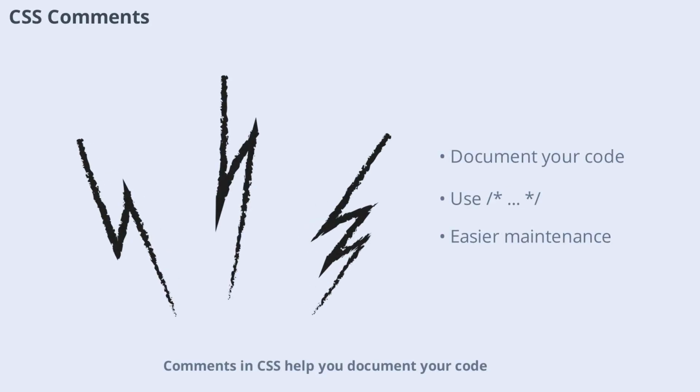Comments in CSS help you document your code, making it easier to understand and maintain. You can add comments using slash asterisk, and good comments explain why certain styles are used, making collaboration and future updates much smoother.